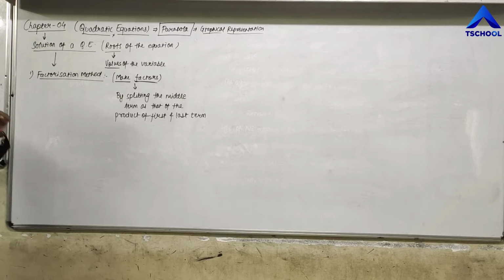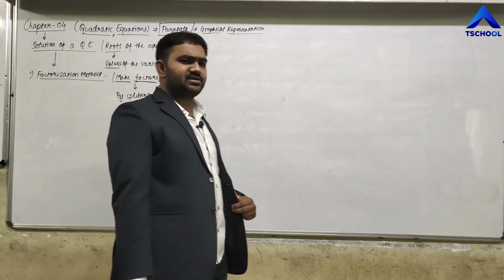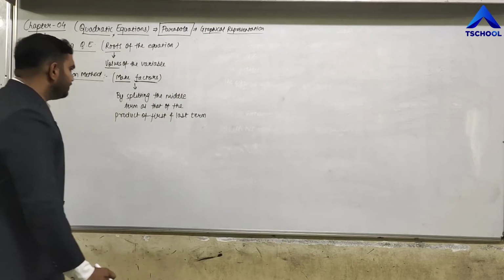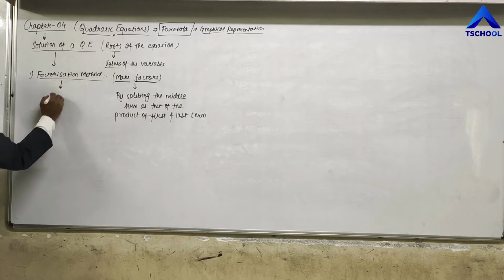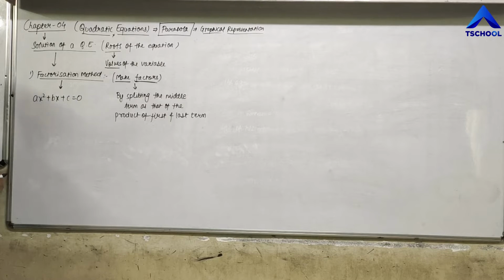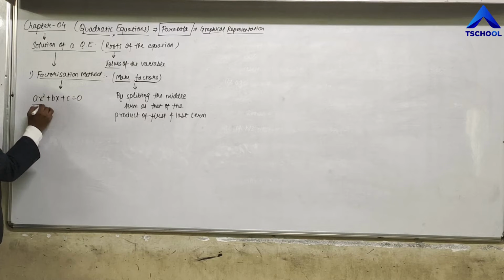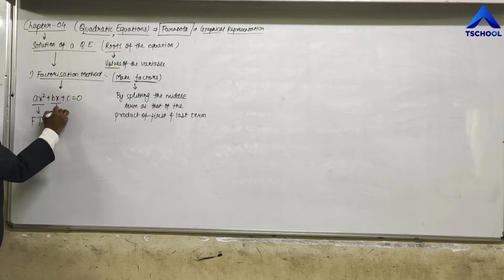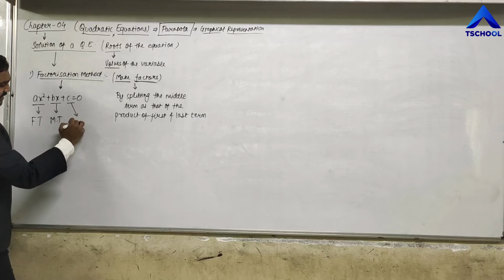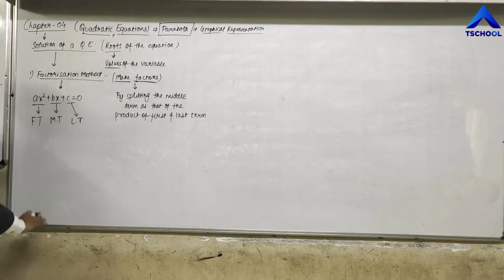Now you might come with a question that, sir, what are these middle term, first term and last term? So we have discussed the general form of a quadratic equation before, that a quadratic equation generally can be written as ax square plus bx plus c is equal to 0. Right? In this equation, ax square is known as the first term, bx is known as the middle term, and c is known as the last term, right?